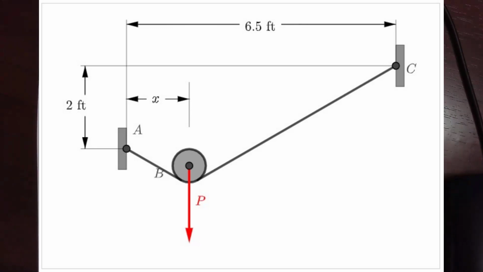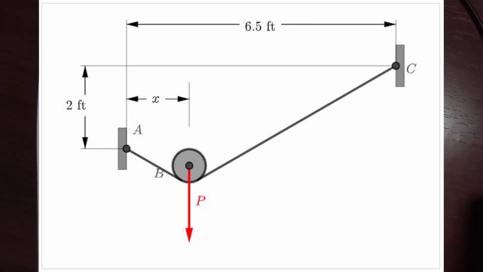All right, in this rope and pulley problem, we have a cable ABC that has a length of 7.5 feet. We are going to have to determine position x and also the tension in cable ABC required for equilibrium when the cable supports a load of 75 pounds. We are going to assume that the pulley is frictionless and we'll be neglecting the radius.